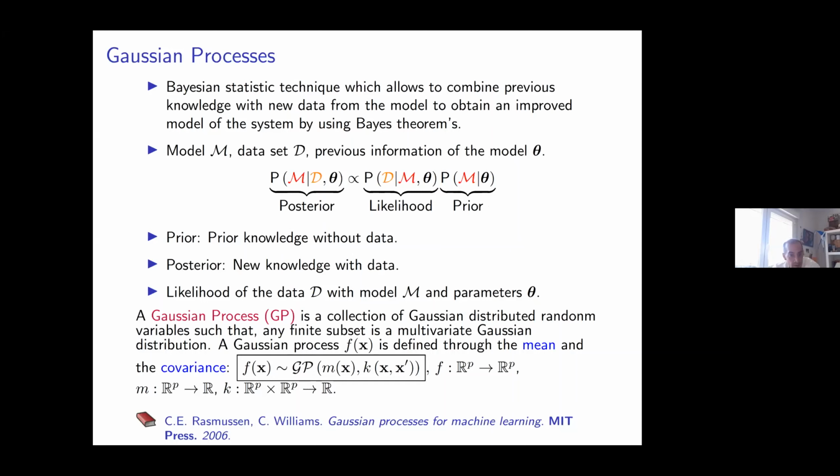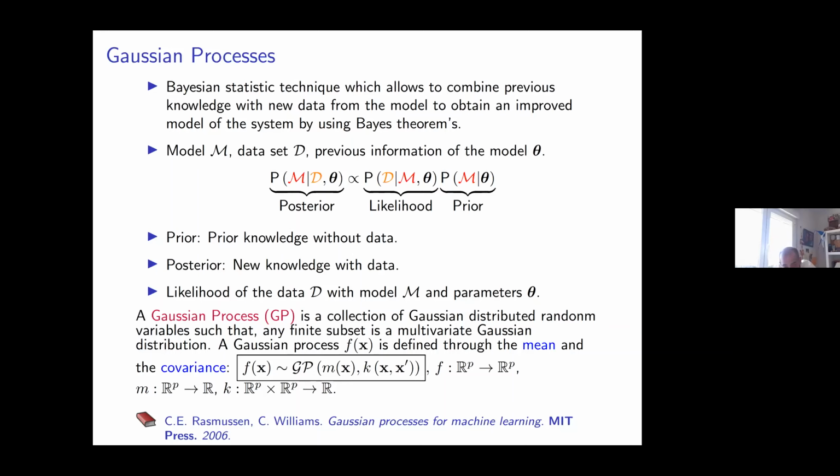So a Gaussian process is a collection of Gaussian distributed random variables such that any finite subset is a multivariate Gaussian distribution. Basically, a Gaussian process, f of x, is defined through the mean and the covariance, and the basics of Gaussian processes appear in the book of Rasmussen that I cite here.